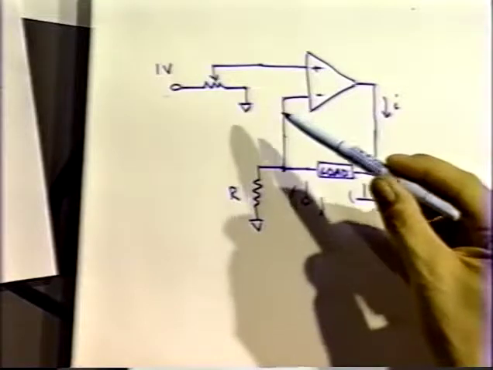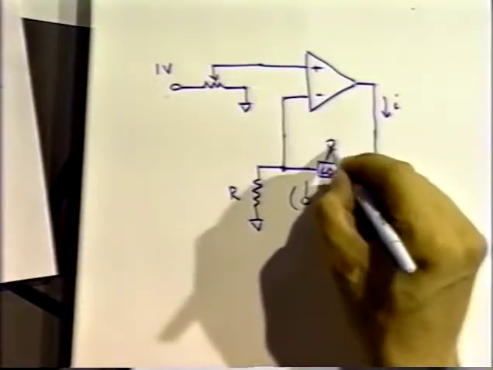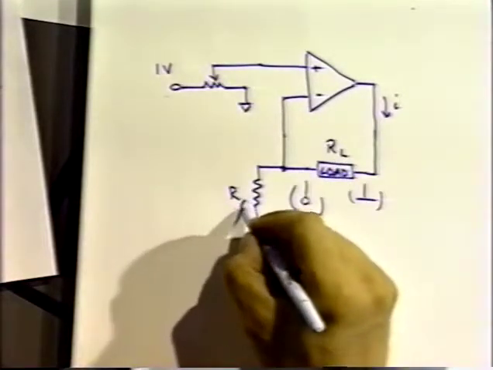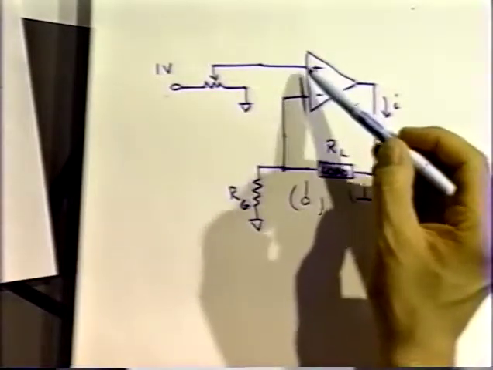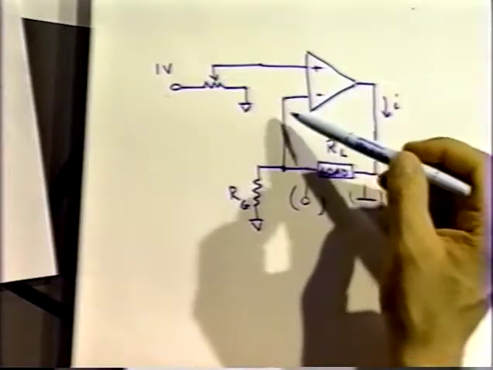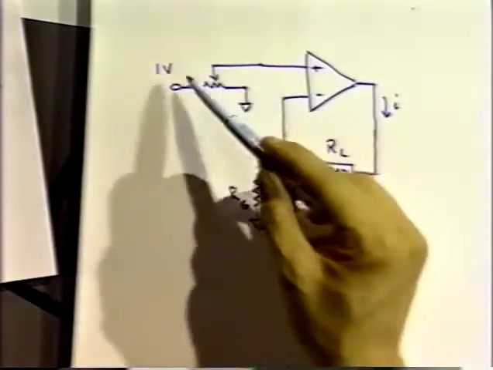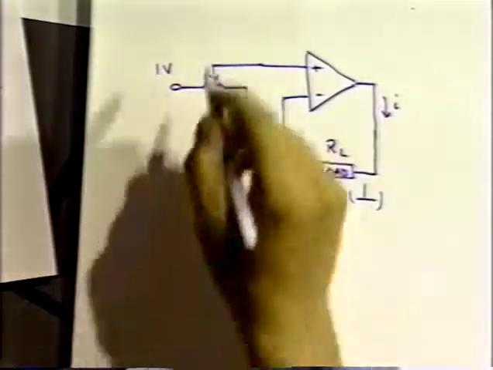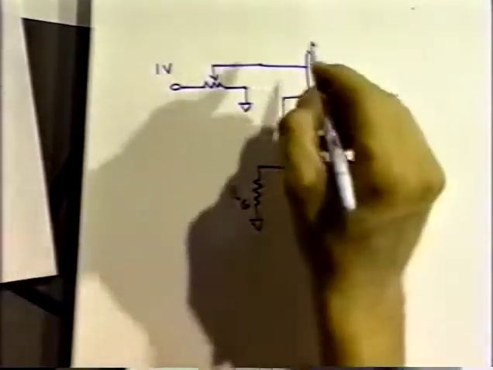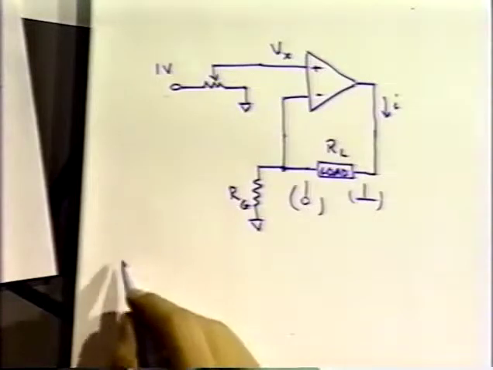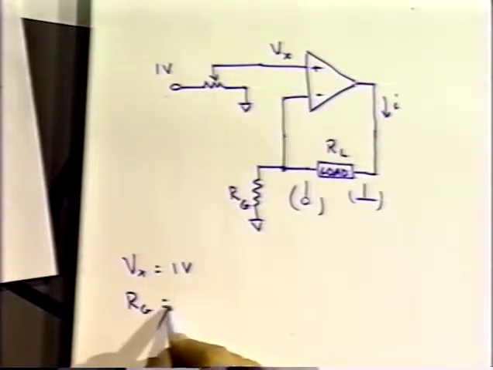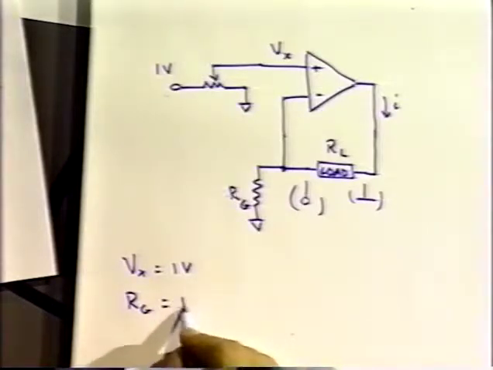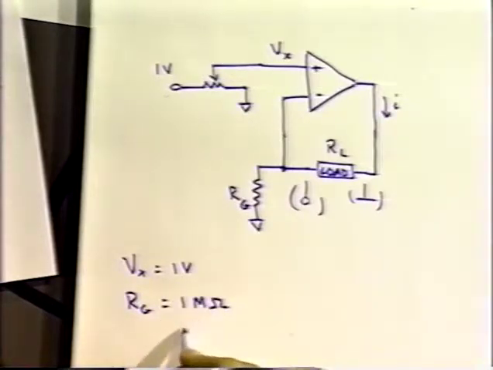Remember, we need to have, and we'll call this our load, and let's call this one our gain. Remember how this is going to work. We need to make sure that these two inputs are the same voltage. So let's suppose our input here is 1 volt. So Vn, V here, let's call it Vx. Vx is equal to 1 volt. And let's make Rg equal to 1 megohm, or 10 to the 6th ohms.